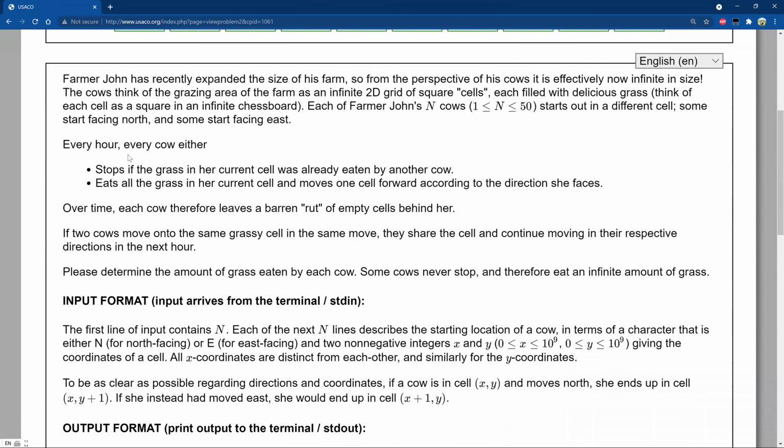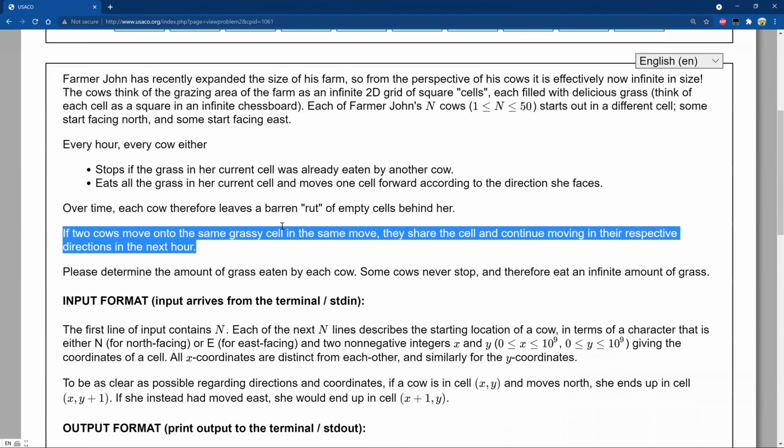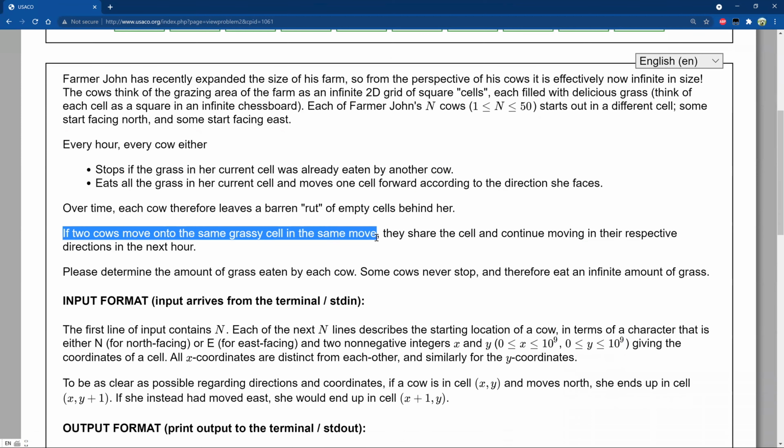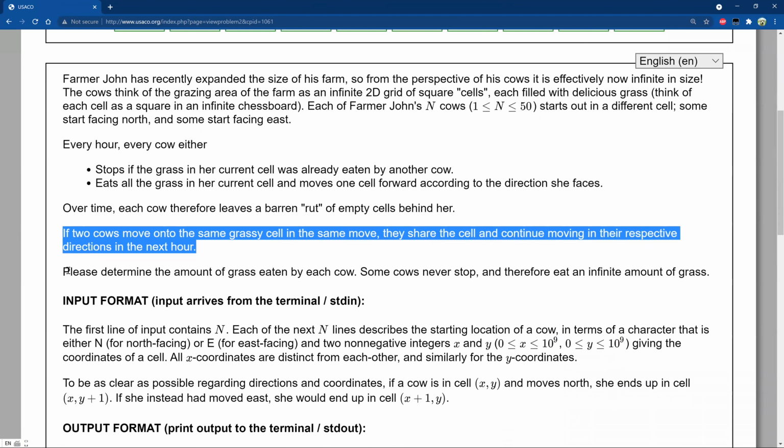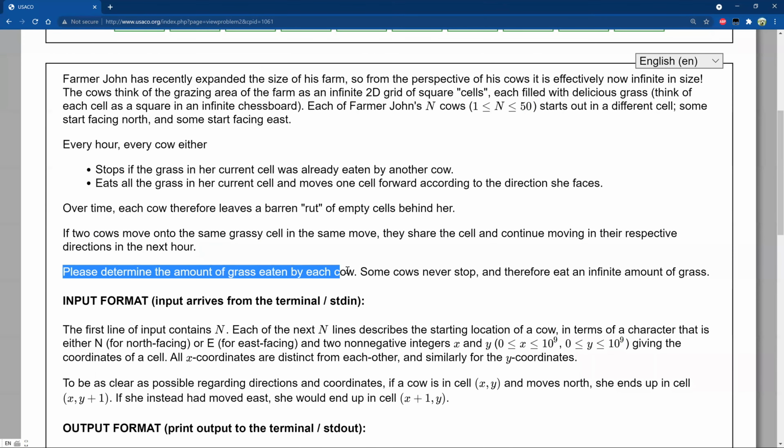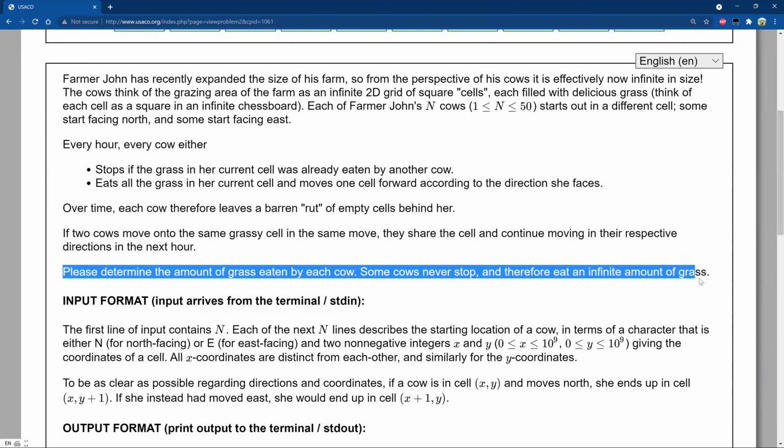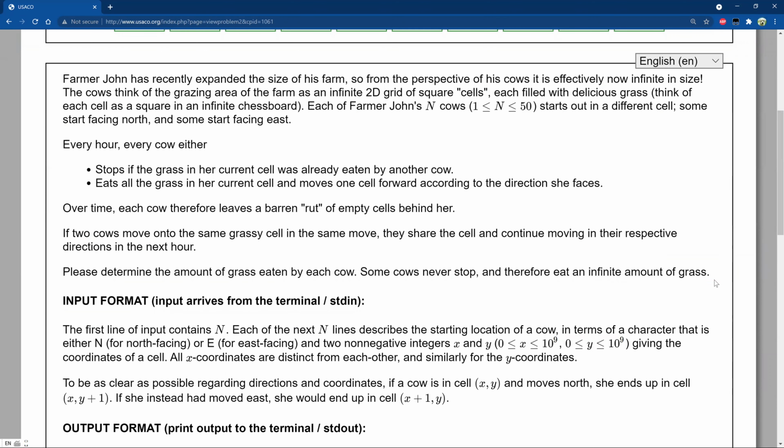Every hour, every cow either stops if the grass in her current cell was already eaten by another cow, or eats all the grass in her current cell and moves one cell forward according to the direction she faces. Over time, each cow therefore leaves a barren rut of empty cells behind her. If two cows move onto the same grassy cell in the same move, they share the cell and continue moving in their respective direction in the next hour. Determine the amount of grass eaten by each cow. Some cows never stop and therefore eat an infinite amount of grass.